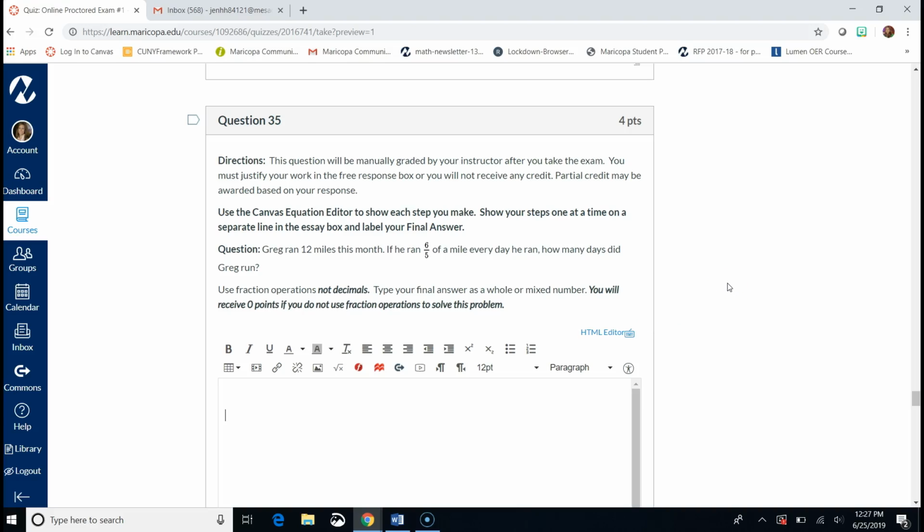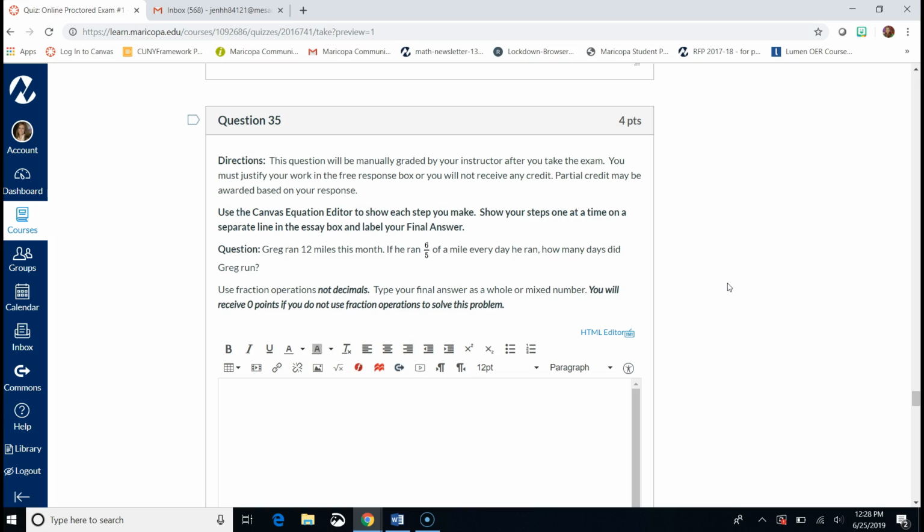I received some questions about using the Canvas equation editor after exam 1. So I thought I would just complete one of the problems so you can see exactly how I use the Canvas equation editor. More specifically, the questions were about how to start a new line to show your calculations in a vertical format. So let's take a look at question 35.